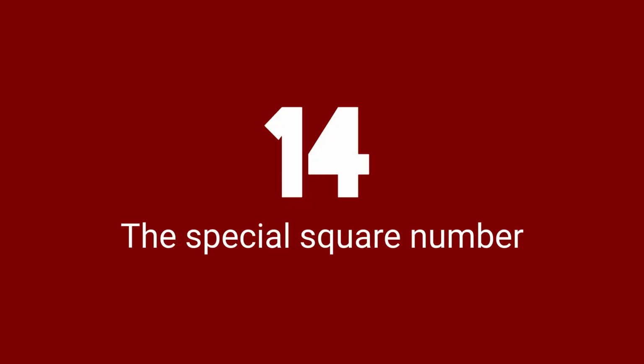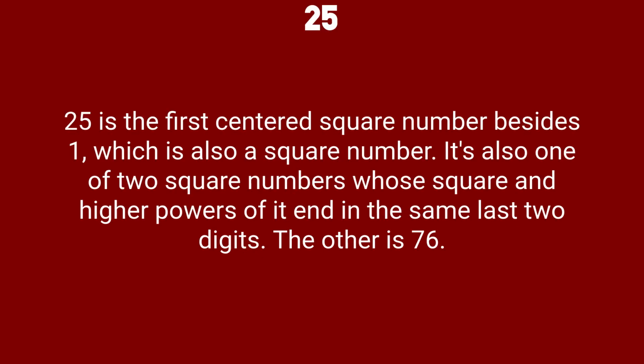The special square number. 25 is the first centered square number besides 1, which is also a square number. It's also one of 2 square numbers whose square and higher powers of it end in the same last 2 digits. The other is 76.